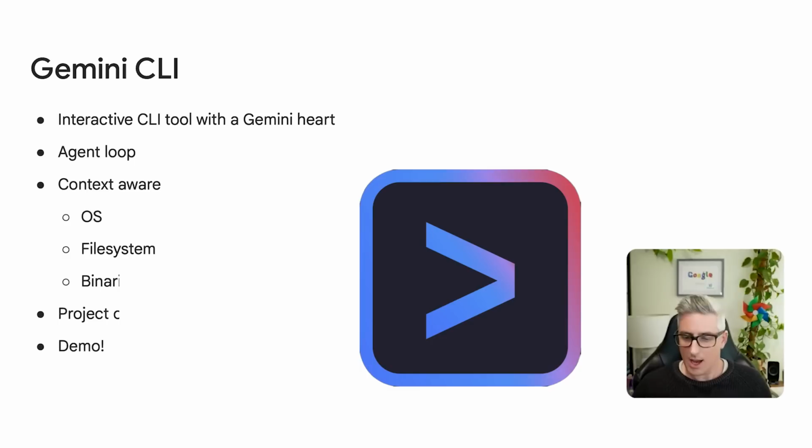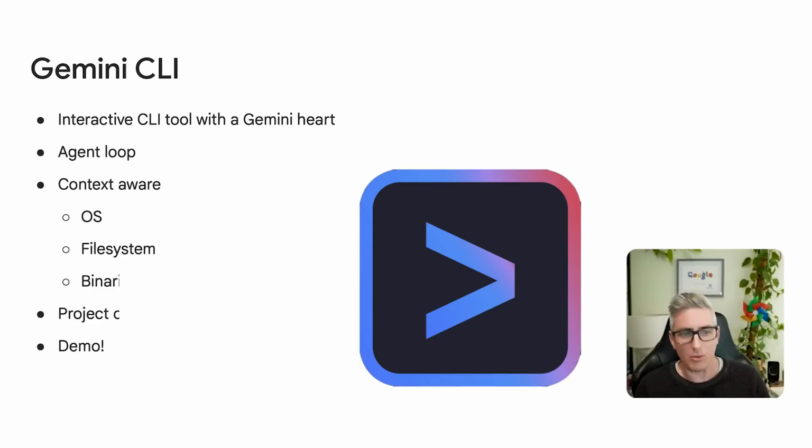So at its core, the Gemini CLI is an interactive command line tool that we built to work with Gemini, specifically our Gemini 2.5 Pro and Flash models. The thing that makes it different from other Gemini tools like Gemini.google.com is that it has an agent loop. What this means is it's able to continue iterating on a task. So you ask it a question and it will use the tools that it has available to keep going and working towards the goal until it's finished.